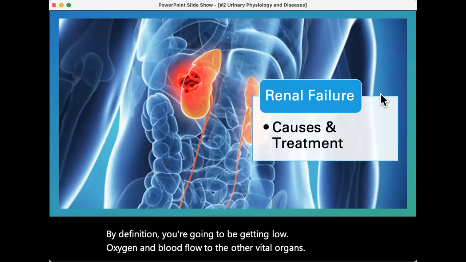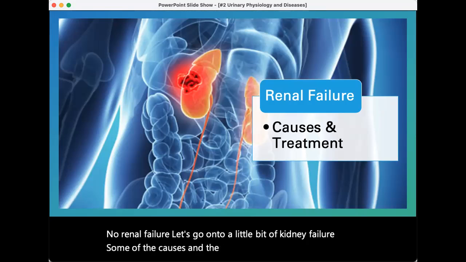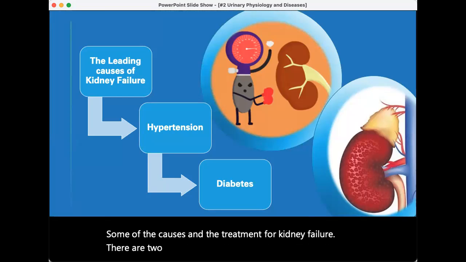Now, renal failure. Let's go on to a little bit of kidney failure, some of the causes and the treatment for kidney failure. There are two leading causes of kidney failure. First is hypertension, and the second is diabetes.